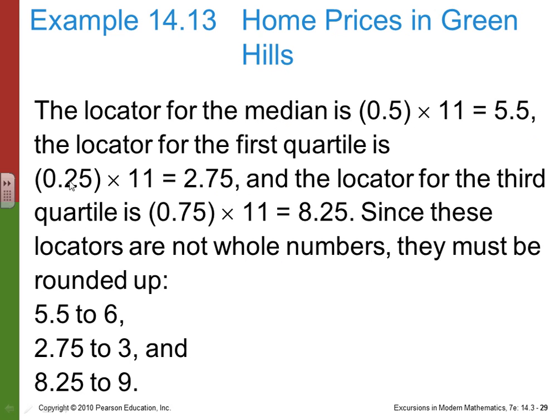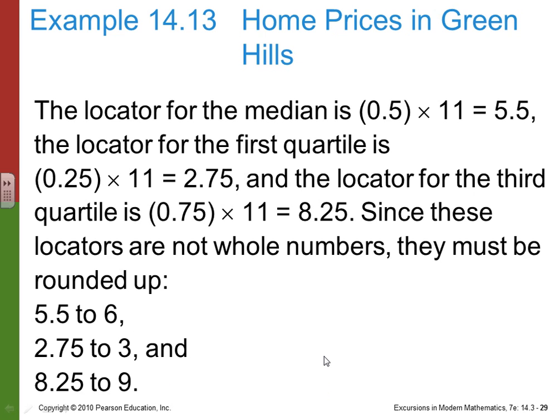I'm going to find the first quartile, 2.75. I'm going to round it up to 3. And I'm going to find the third quartile, 11 times 0.75, 8.25. I'm going to round that up to 9. So the 6th data point is going to be my median. The third data point is going to be my first quartile, and the 9th position in the data is going to be my 75th percentile, the third quartile.